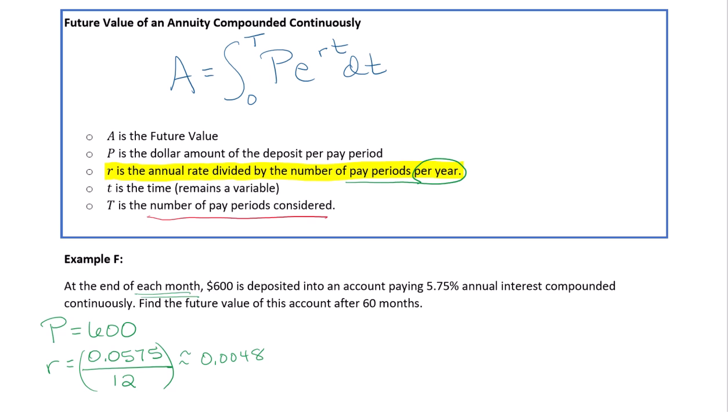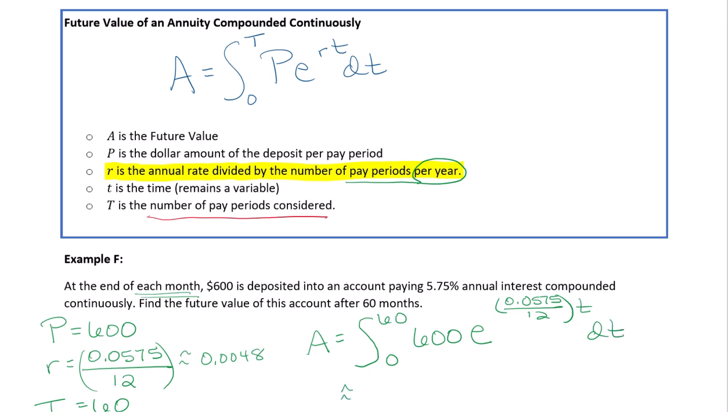And then it says find the future value of this account after 60 months. It's 5 years, but everything is in terms of months, so we're going to keep our capital T as 60. So our account balance, or the future balance, after 60 months, is going to be the integral from 0 to 60 of 600 times e to the 0.0575 divided by 12 times t dt. So if we plug that into our calculator, we get approximately $41,719.66.